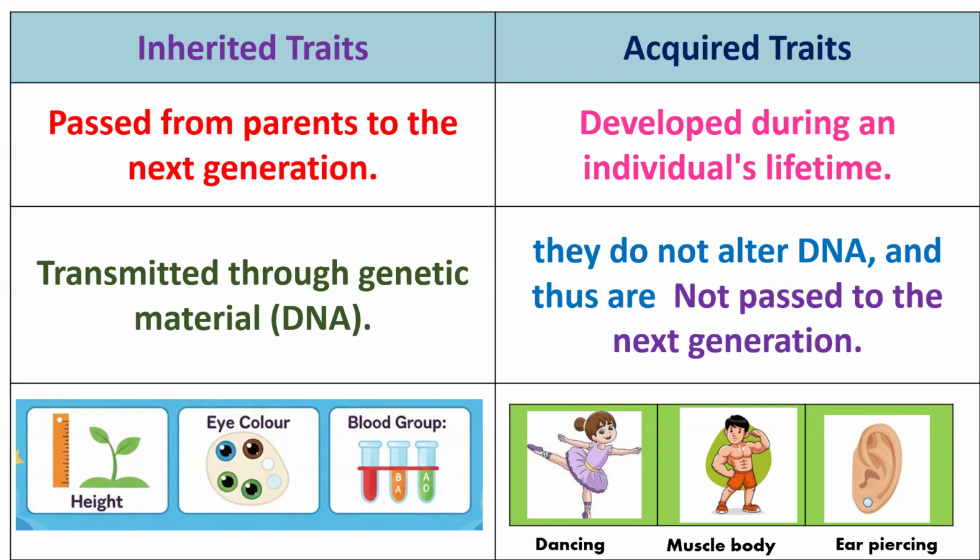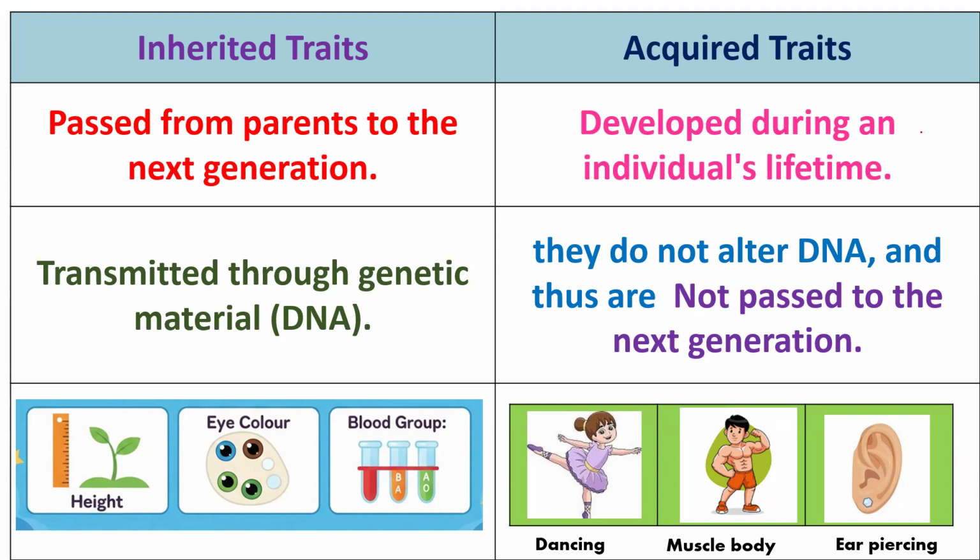And how the inherited traits are transmitted through genetic material, through DNA, we are getting all these inherited traits from our parents. Acquired means they do not alter the DNA. So these traits are not passed to the next generation. A person who learned karate, a newborn does not have karate capacity. He may learn later in life.